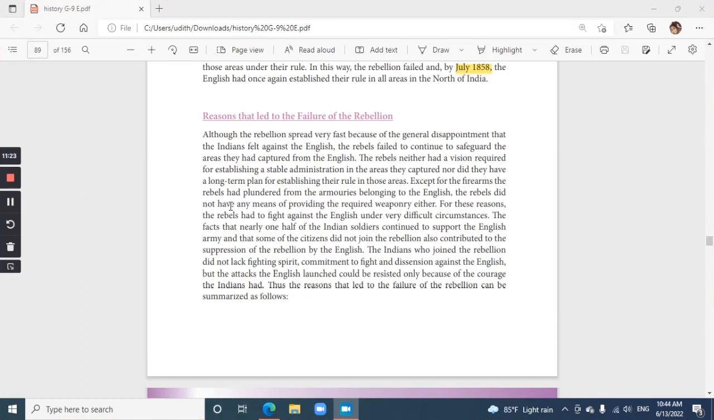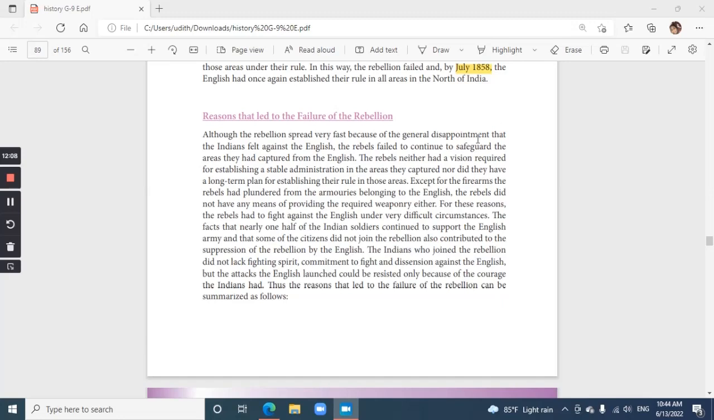How was the rebellion a failure? Although the rebellion spread very fast because of the general disappointment that the Indians felt against the English, the rebels failed to safeguard the areas they had captured from the English. It means the rebellion started due to the disappointment they felt against the English, however the rebels failed to provide security to the areas which were in the hands of the soldiers. So the English captured those areas.